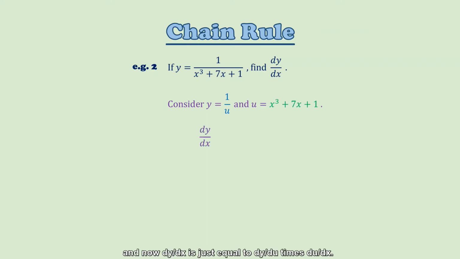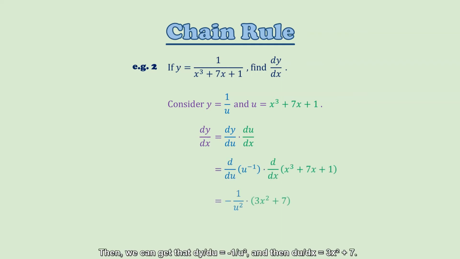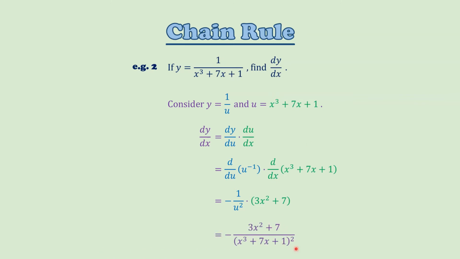And now dy/dx is just equal to dy/du times du/dx. Then we can get that dy/du is equal to −1/u² and then du/dx is equal to 3x² + 7. We should do the backward substitution so that the result is in terms of x only but not in terms of u. Therefore, the result should be equal to this.